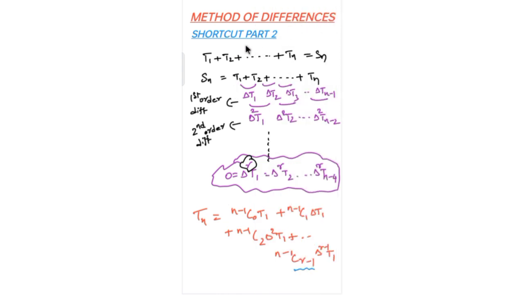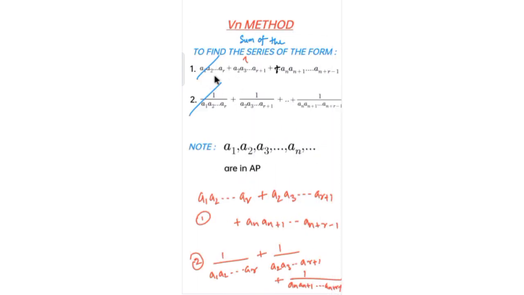The first concept is method of differences shortcut part 2. This is one of the amazing techniques to find Tn and Sn for most of the series, and then the Vn method to find Sn and Tn of the series of the form a1 a2 ar plus a2 a3 so on ar plus 1, with 1 by a1 in the denominator, just putting it in fractional form, and for that also we can find Tn and Sn using the Vn method.